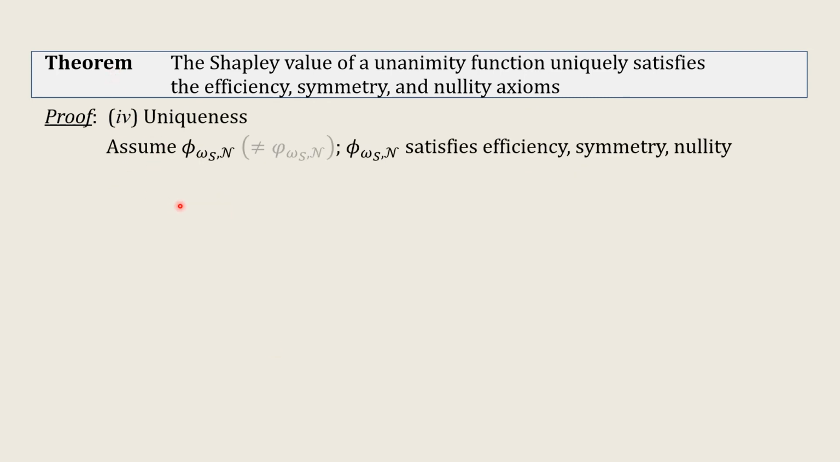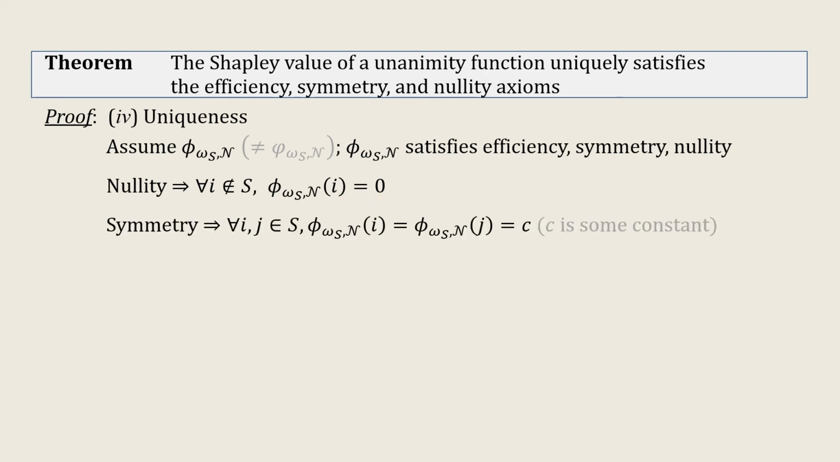Lastly, uniqueness. Suppose there's another value phi which satisfies efficiency, symmetry, and nullity. From nullity, for all i which are not in S, phi i must be equal to 0. From symmetry, for any two agents in S, phi i must be equal to phi j. So it's a constant for all agents in S. Let's denote that constant as C.